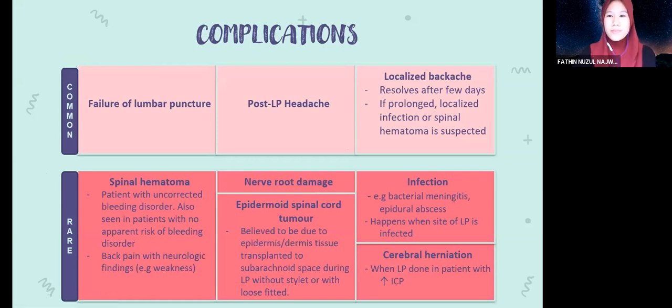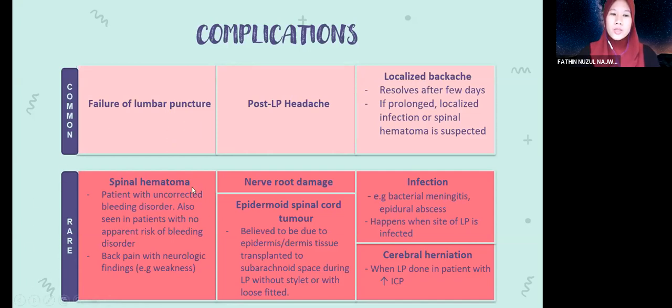Aside from that, the second one would be the post-lumbar puncture headache, and the third one would be a localized backache. However, if the backache prolongs, there should be high suspicion of the patient developing localized infection or spinal hematoma. Now, for the rarer complications, it does happen.